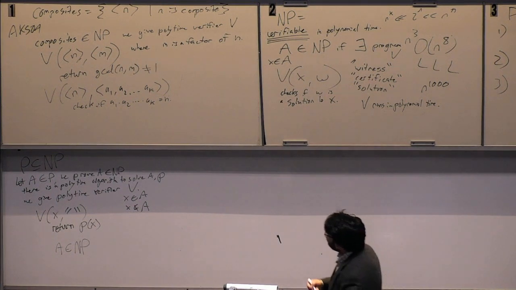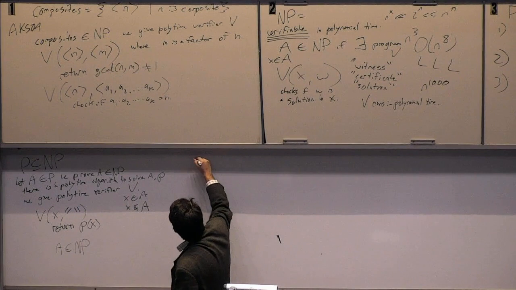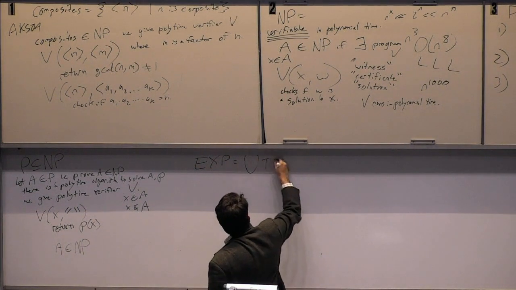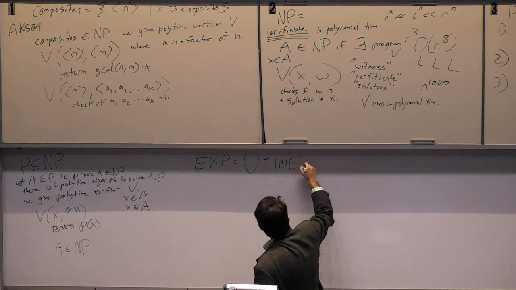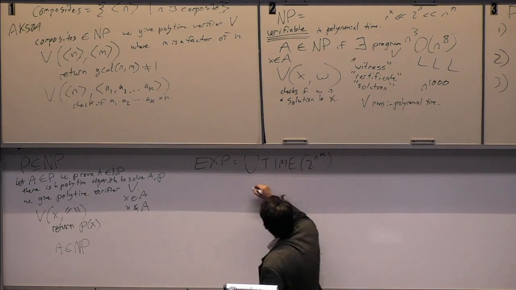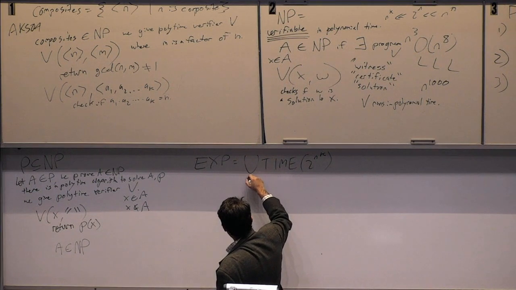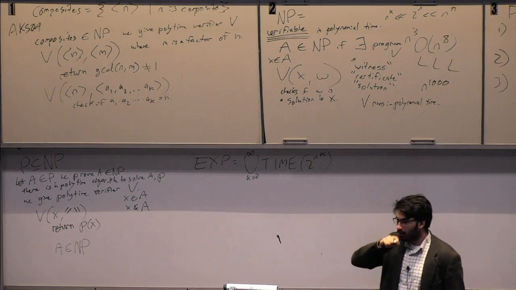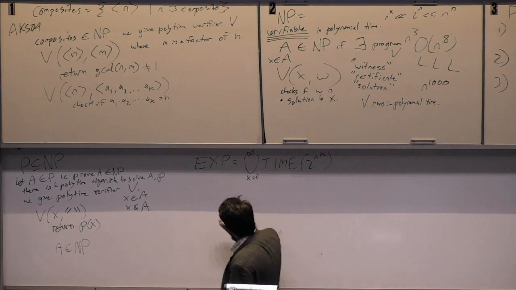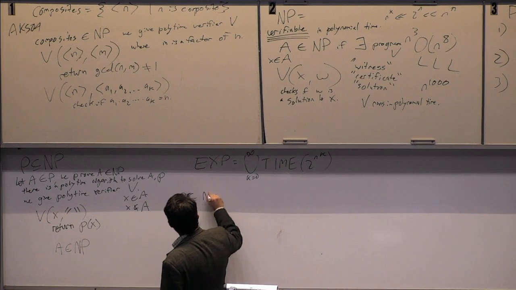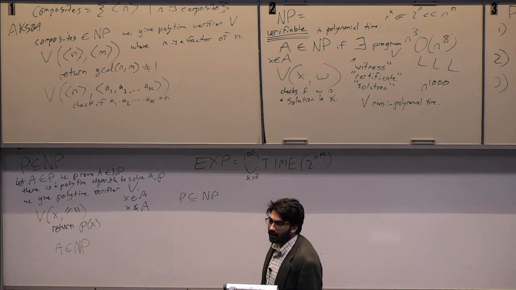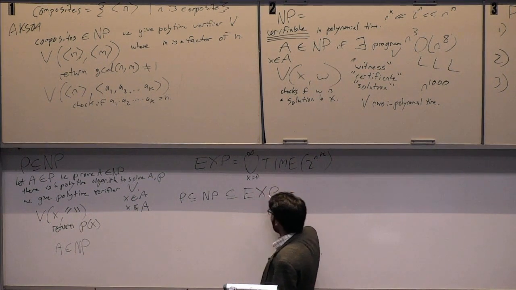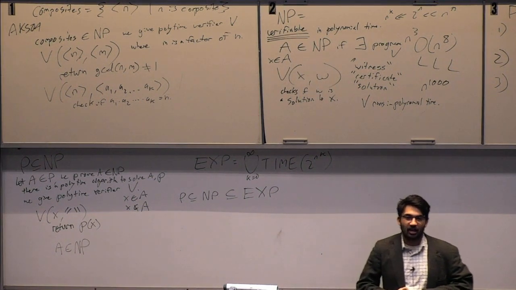Let's talk about exponential time. EXP is the class of problems solvable in time 2 to the n to the k, for k equal to 0 to whatever. We know that P is a subset of NP. We've just proved that. I claim, and we won't do this proof too complicated, that NP is a subset of EXP. EXP is the class of languages decidable in exponential time.